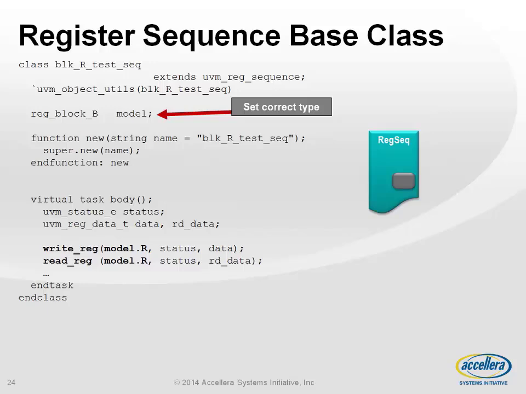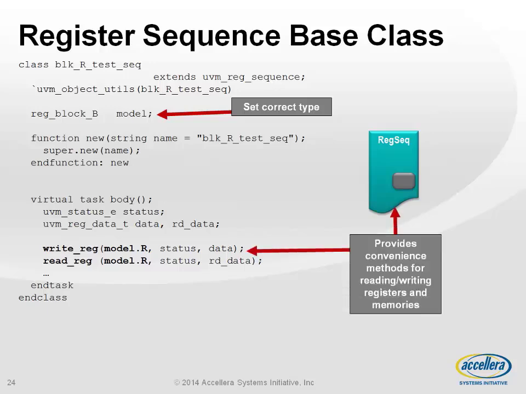We call the constructor, and then there's a body method here that we're going to set. This is where we actually go and interact with the registers in the device. So we call write reg, read reg, etc. So write reg and read reg are actually methods of the register sequence base class, and they know that we're using a model here, so that's how we get around that. They allow us to interact directly with those models. So we have these convenience methods to go and write the registers and the memories.